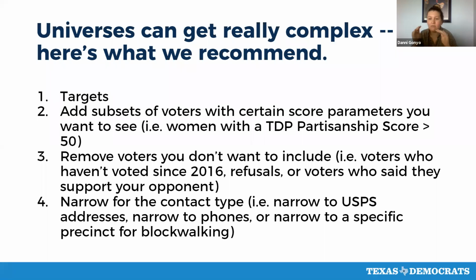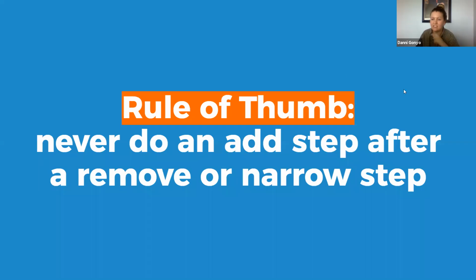This way, you can move those add steps around between each other and make sure that you're moving everyone you want to include and not having things out of order. So do a first step, and then add whoever you want, and then removals and narrows. Because both removals and narrow steps take people out of your universe, they can be used interchangeably in that order. It doesn't matter if you do a narrow after a removal or vice versa, but we recommend doing all of your add steps and then doing removal and narrow steps. So this is a great rule of thumb to follow.